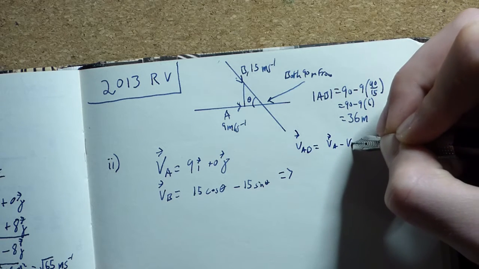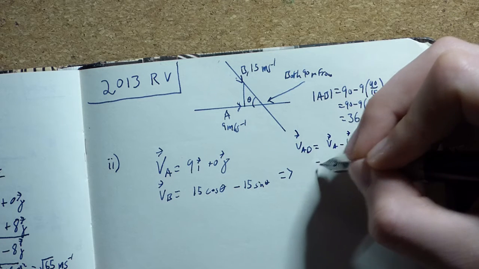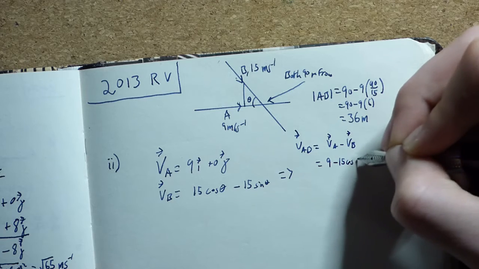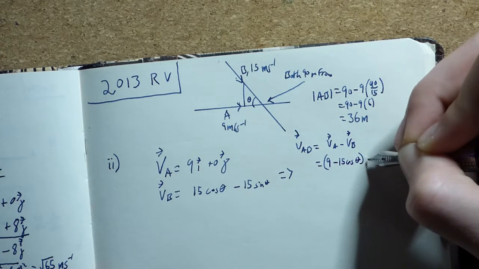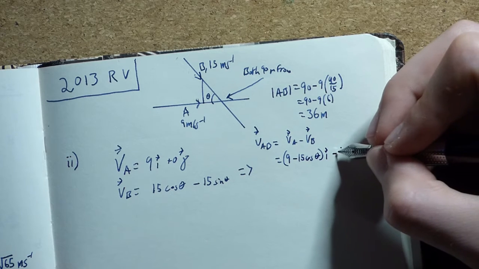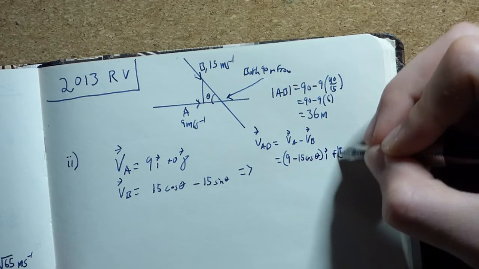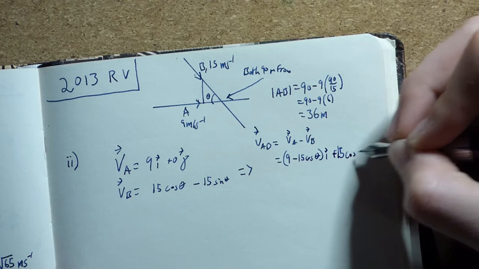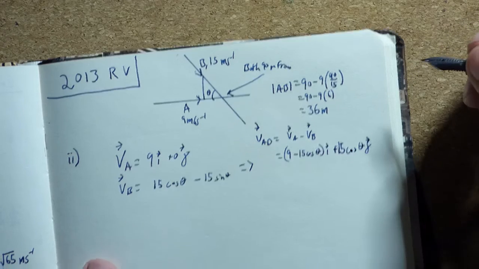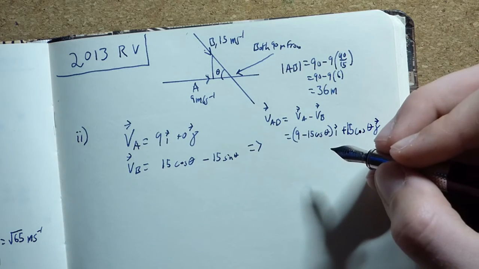That's basically if you put B in place and have its velocity relative to A, so only A is moving. So you take one from the other, and you get 9 minus 15 cos theta i plus minus 15 sine theta j. I've written cos theta there, but it is sine theta by accident. I just did not realize.